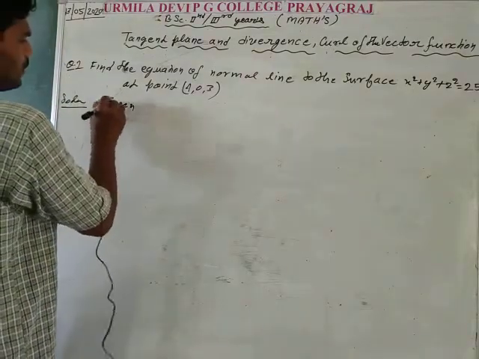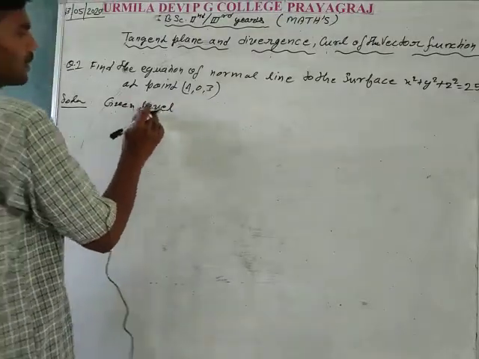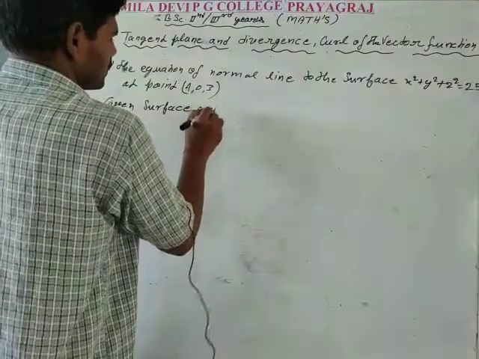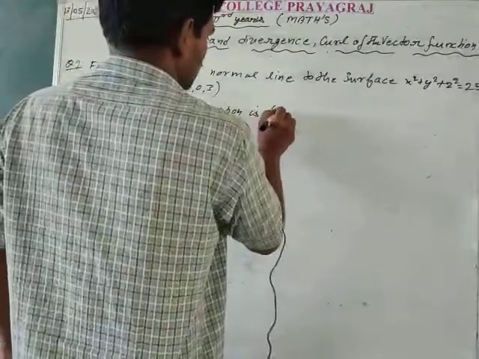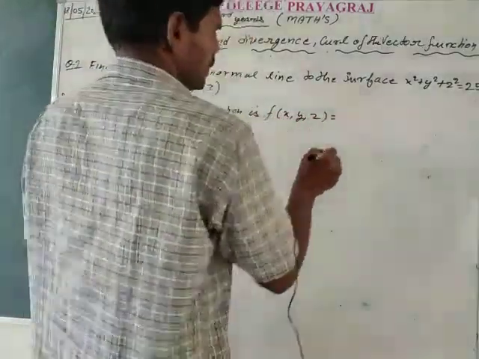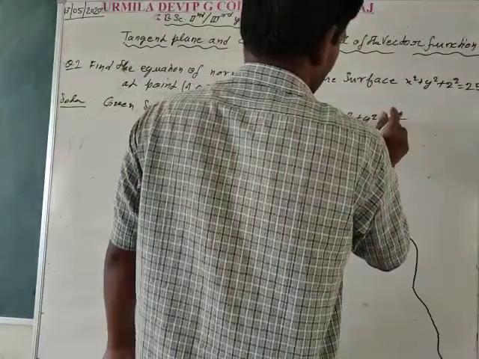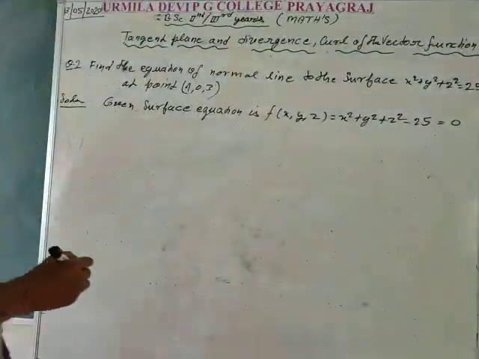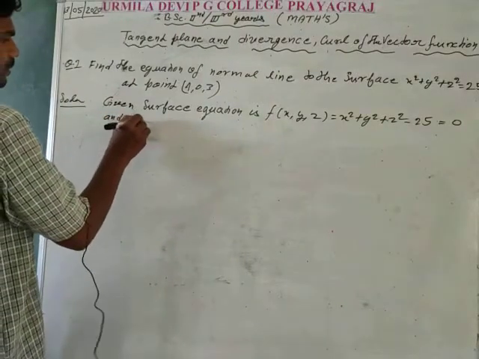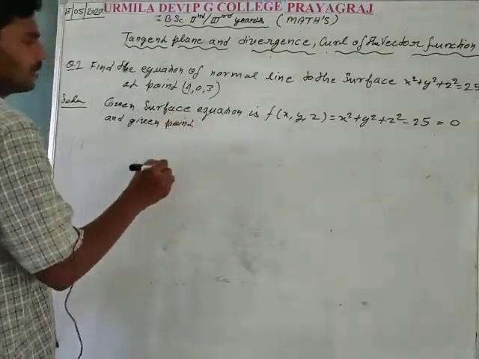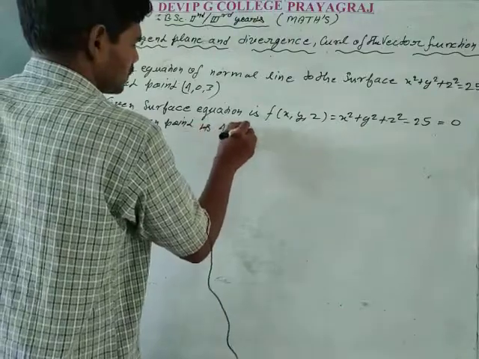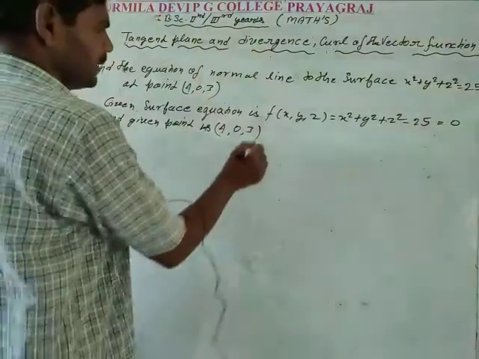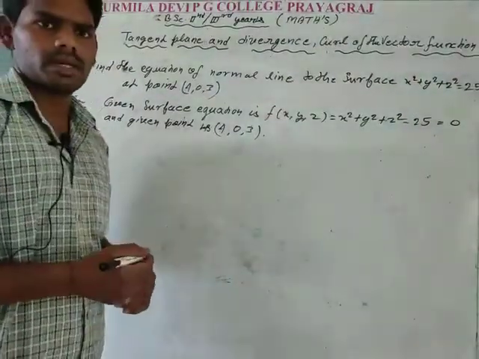the given level surface or given surface equation is a function of x, y, z, f(x, y, z) is equal to x square plus y square plus z square minus 25 is equal to 0, and the given point is 4, 0, 3. The given point is 4, 0, 3.